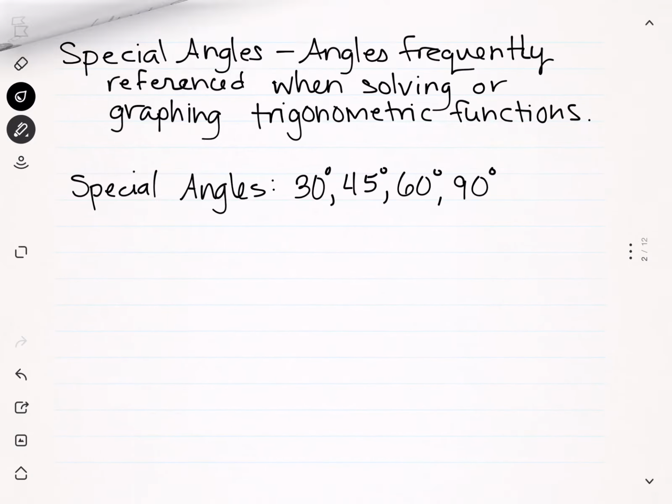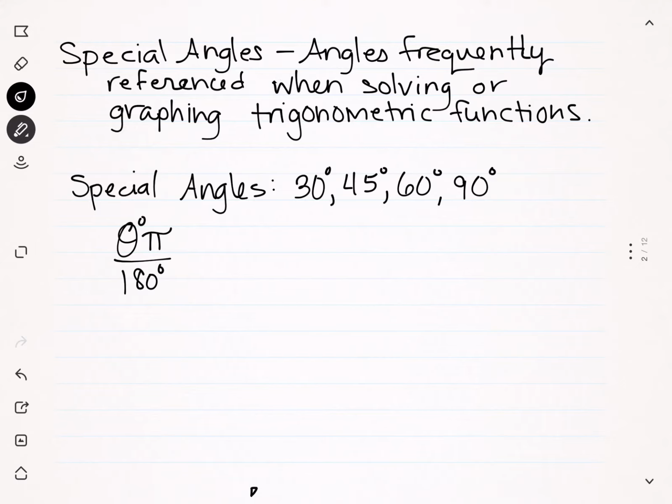Okay, so a special angle is an angle that we frequently reference when solving and graphing trigonometric functions, and the special angles that we're going to be looking at are 30, 45, 60, and 90. So remember from section 13.2 that you can convert an angle in degrees by multiplying it by pi and dividing it by 180 degrees. So we're going to convert each angle into radians.